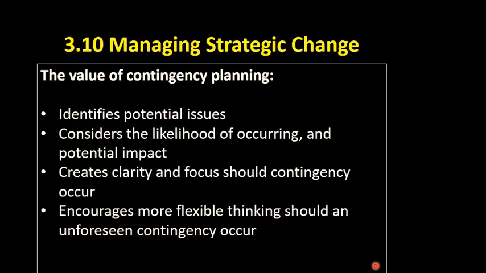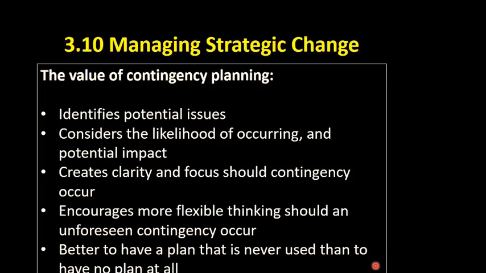Also, just the process of going through and knowing that something bad could occur encourages flexible thinking. Should an unforeseen contingency occur, you might think, oh yeah, we've planned for something similar to this, or in that situation we'd have done this, so in this situation we should do that. It's just going to make you more flexible in your thinking if you've thought through things that could go wrong. Finally, it's better to have a plan that's not used than to have no plan at all. If you've got a plan, people will be more confident, and it's better to have one and not use it than to potentially go into chaos when that event occurs.